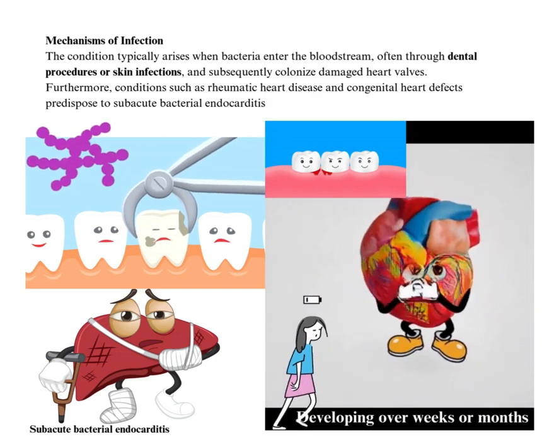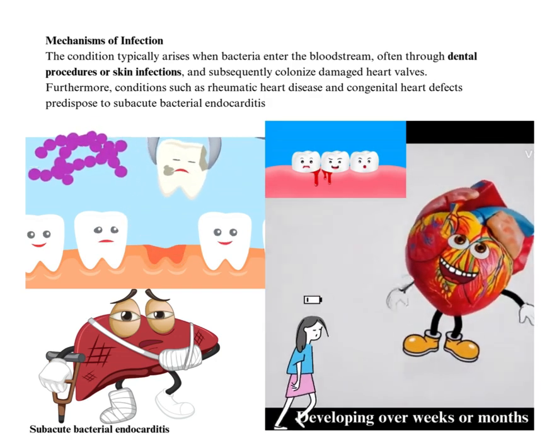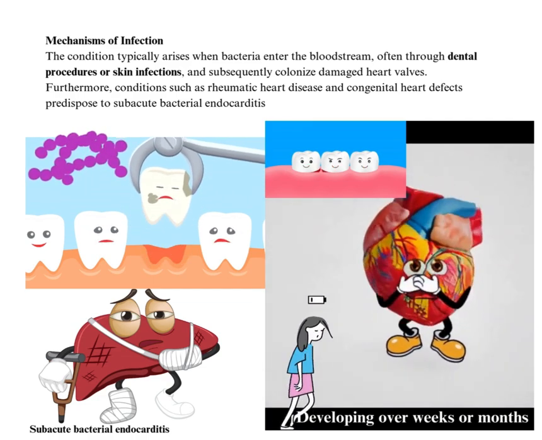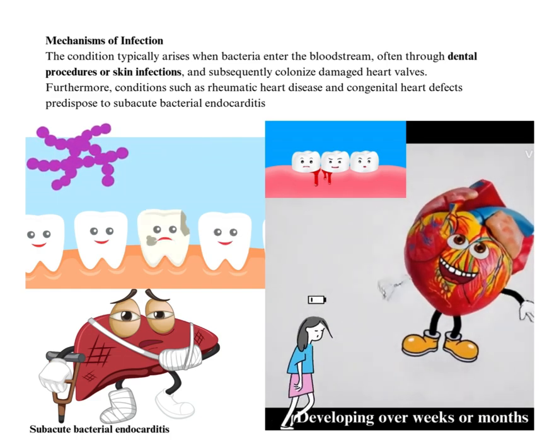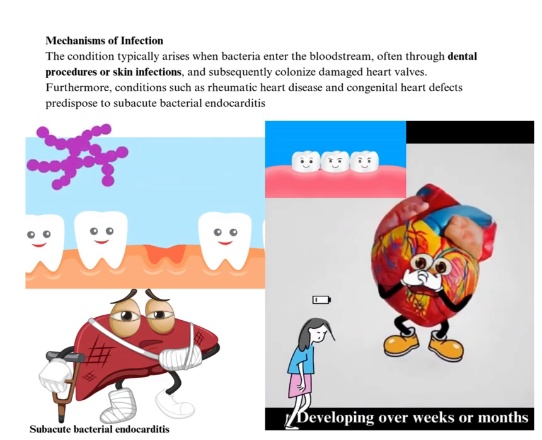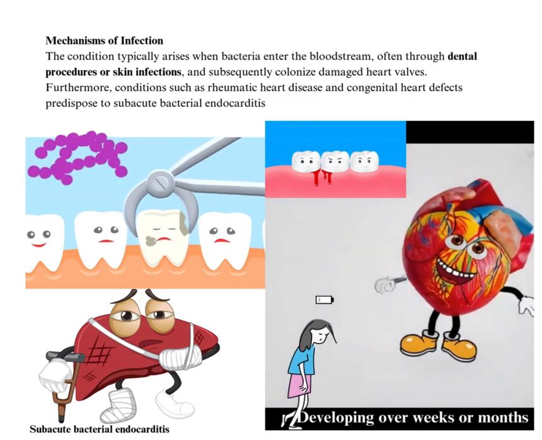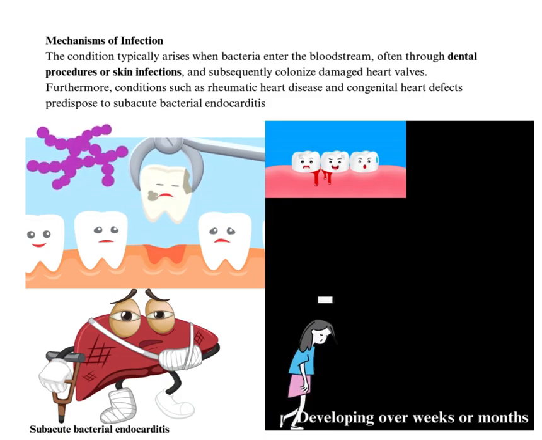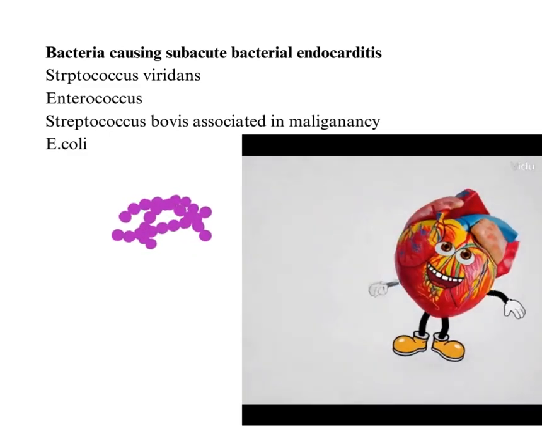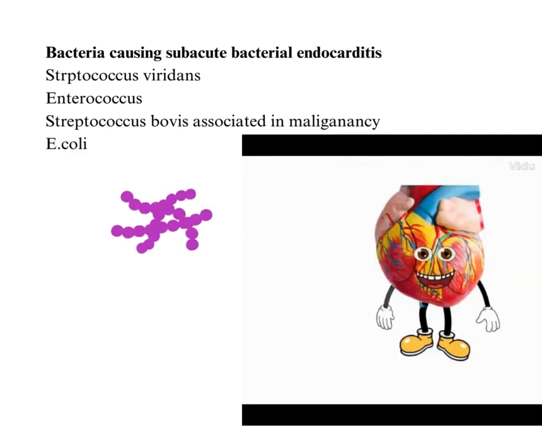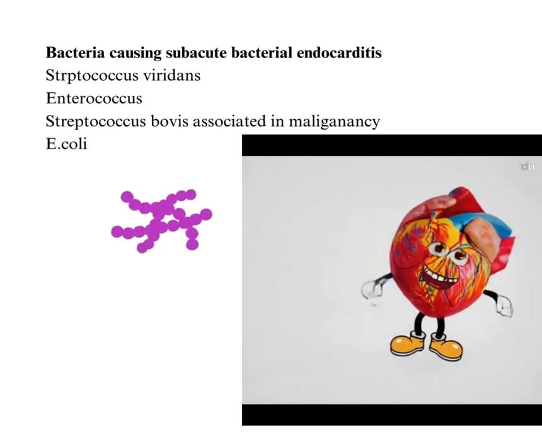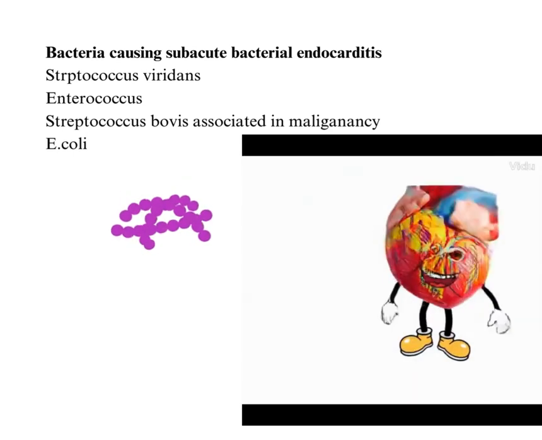Mechanisms of infection. The condition typically arises when bacteria enter the bloodstream, often through dental procedures or skin infections, and subsequently colonize damaged heart valves. Furthermore, conditions such as rheumatic heart disease and congenital heart defects predispose to subacute bacterial endocarditis. Selected bacteria that cause subacute bacterial endocarditis: Streptococcus viridans, Enterococcus, Streptococcus bovis, associated with malignancy, and Escherichia coli.